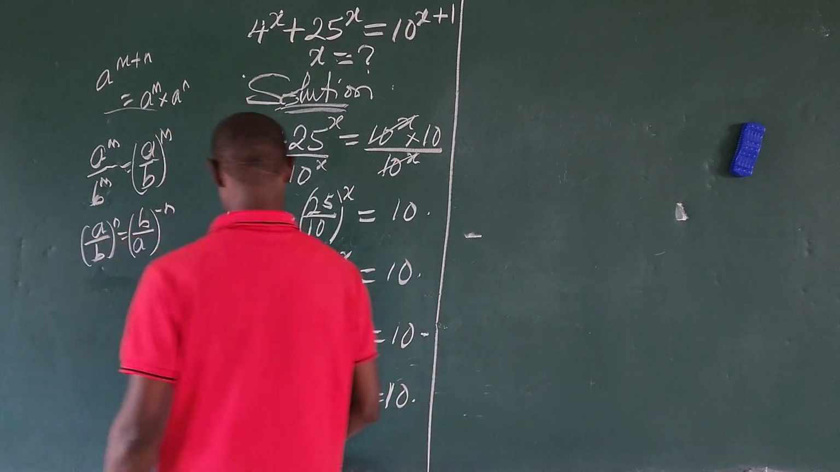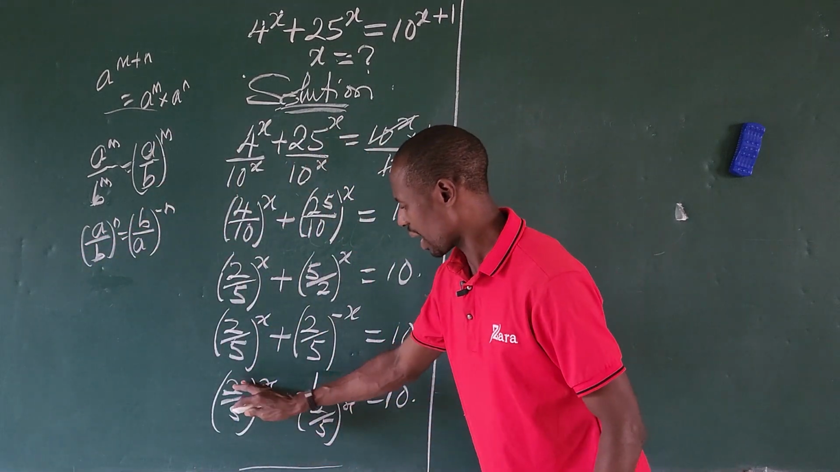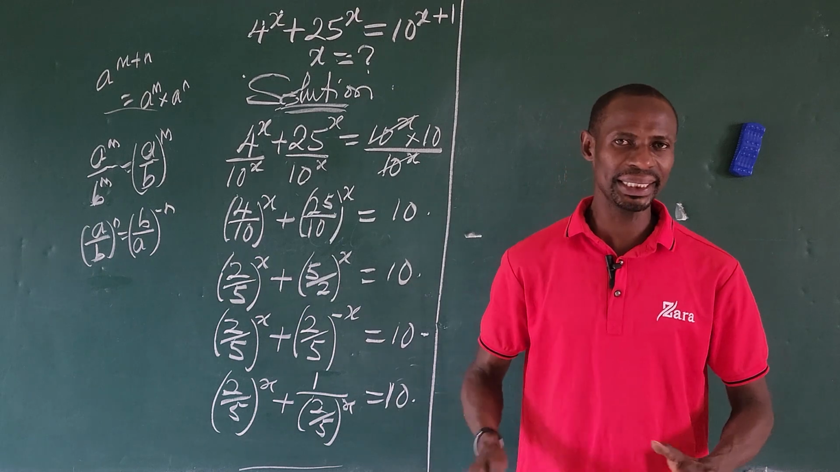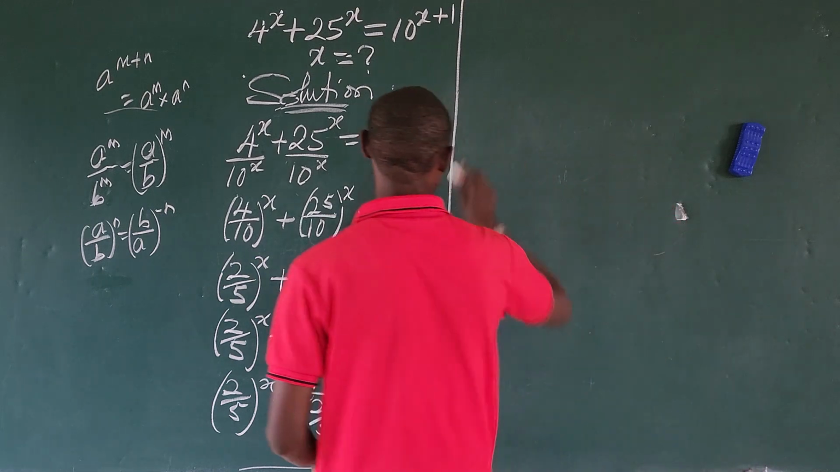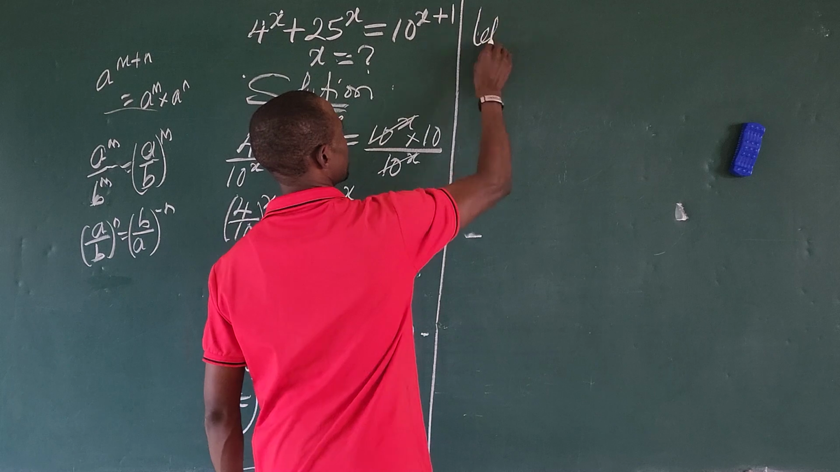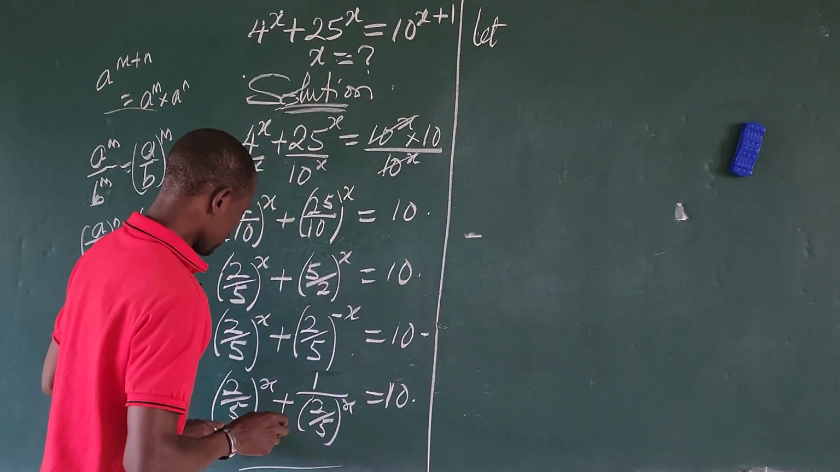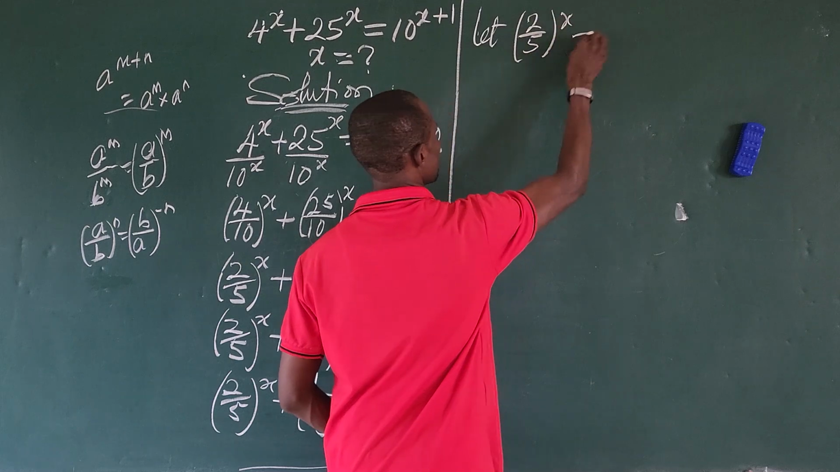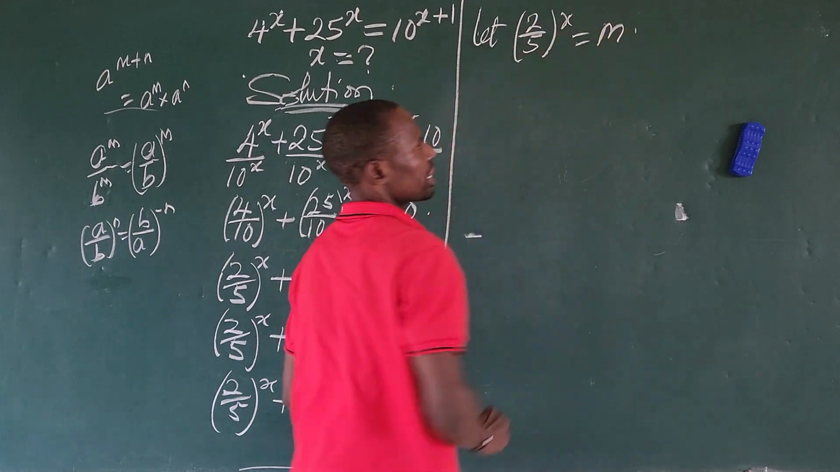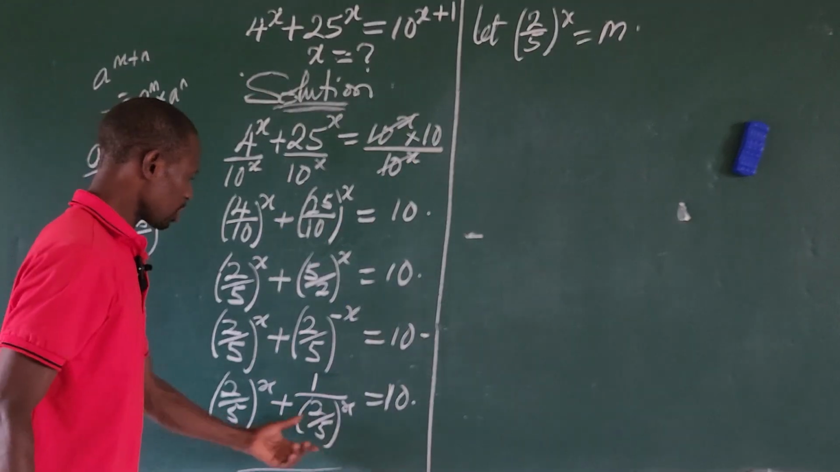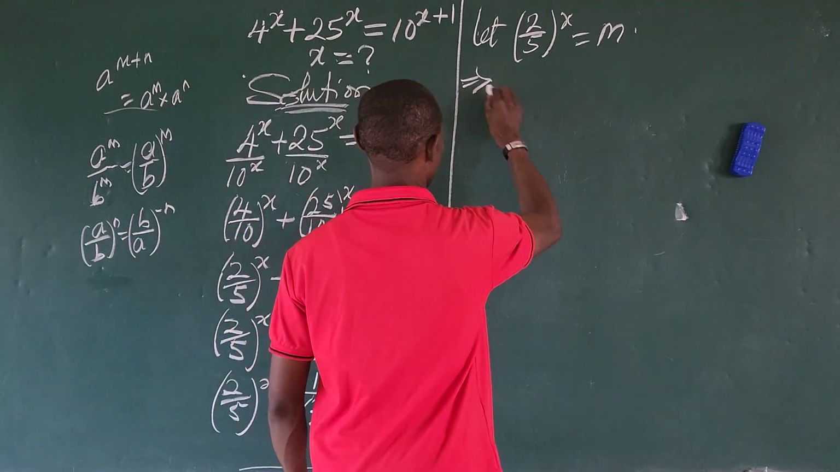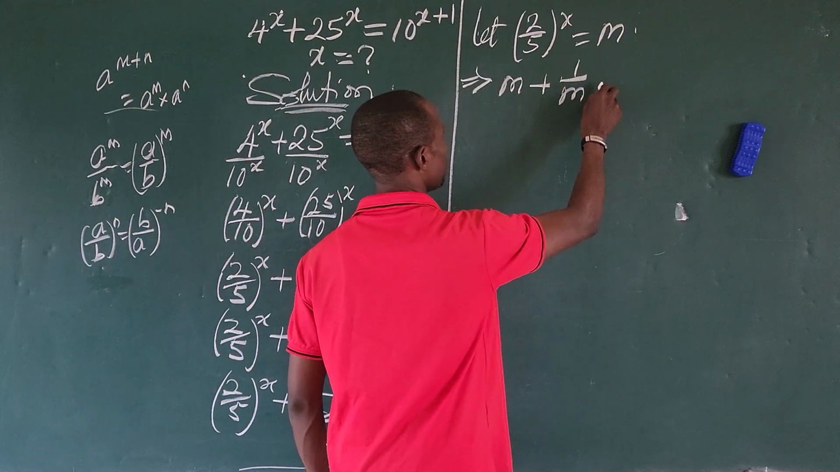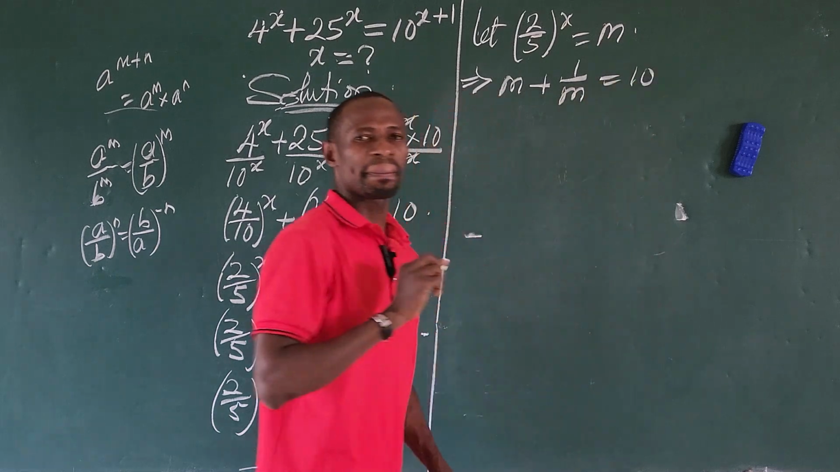Okay? All right. So we now have what we have here, same thing we have here now. We can do a simple substitution here by bringing in another variable. So from here, let whatever we have here, which is 2/5 all raised to the power of x, be equal to, let's pick m this time around. So wherever we see this expression, let's put in m there. So this now implies m plus 1 all over m equal to 10.